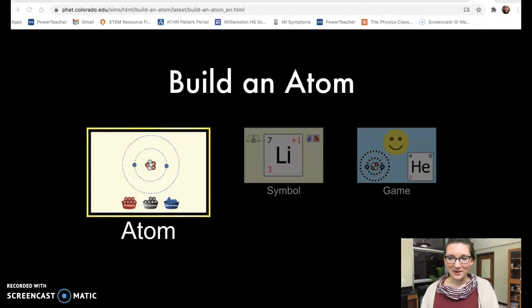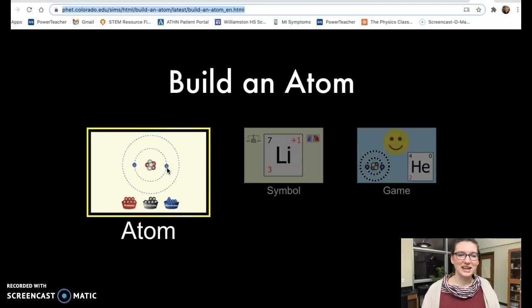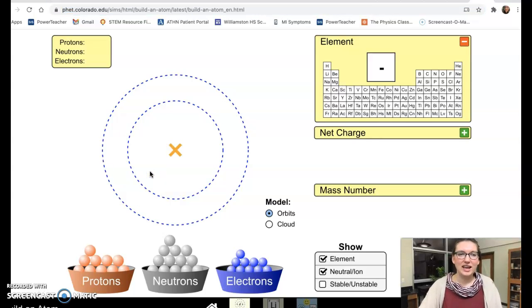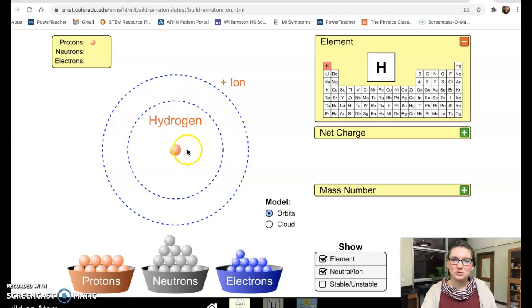Hey physics. Okay, so we are going to learn how to build an atom today. So go ahead and click on this link here. And so here we have three buckets, one for protons, one for neutrons, and one for electrons. And what we can do is if we drag these protons in here, it tells us what atom it makes.